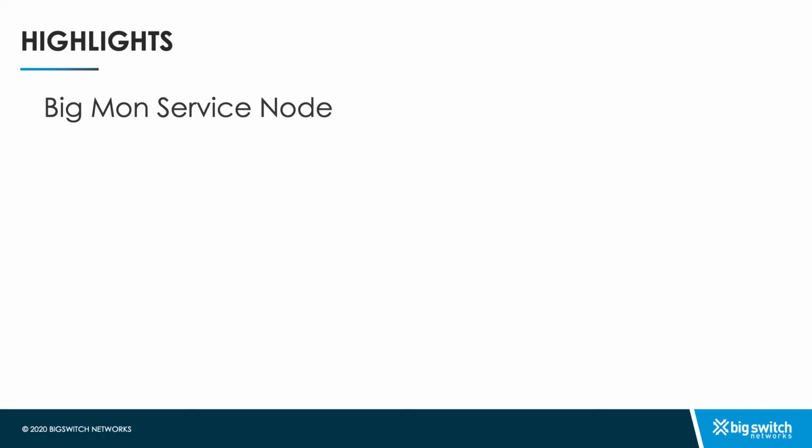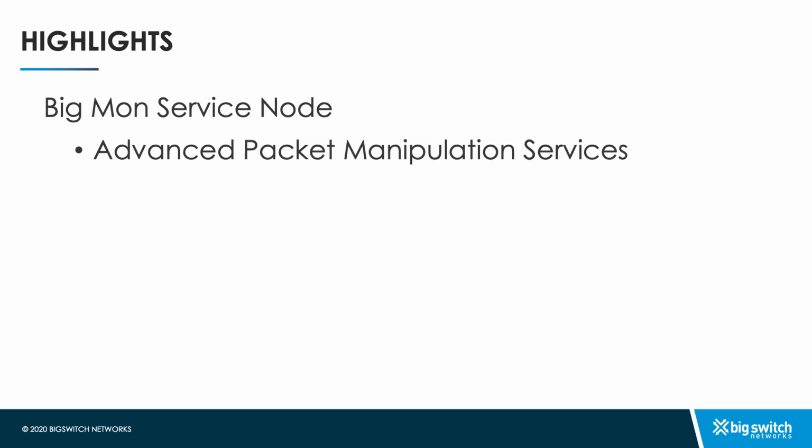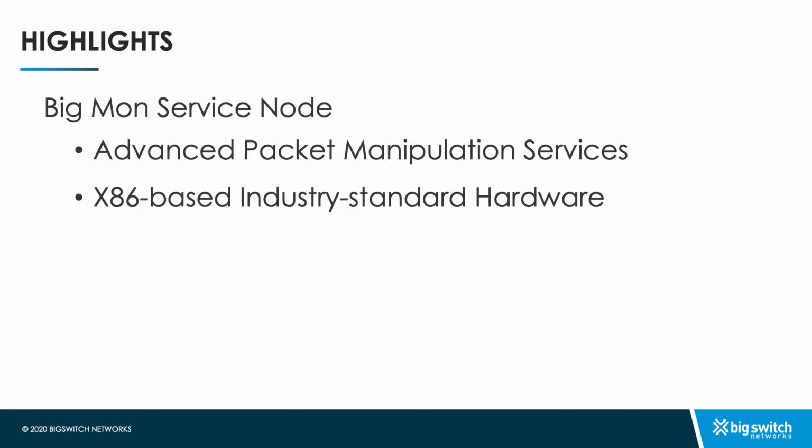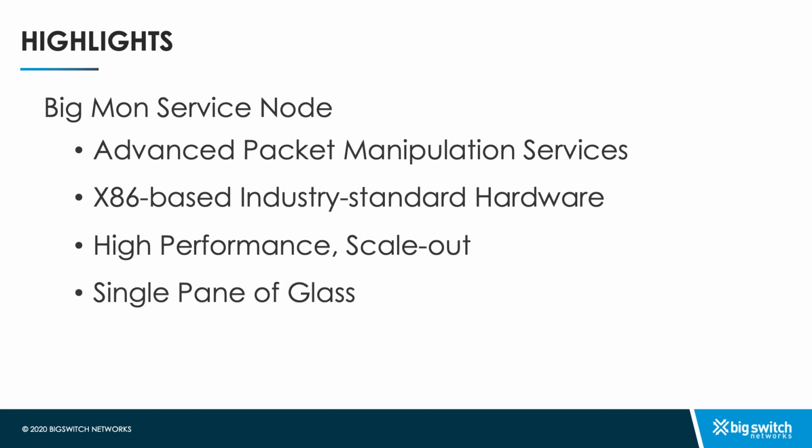To recap, we saw that the Big Mon Service Node provides advanced packet manipulation services like pattern mask, which are not available on the traditional switching ASIC. By leveraging industry-standard x86 hardware, Big Mon Service Node provides a highly performant solution with scale-out architecture. With zero touch, Big Mon Service Node is auto-discovered and managed by the Big Mon controller, providing a single pane of glass management. This concludes the demo.